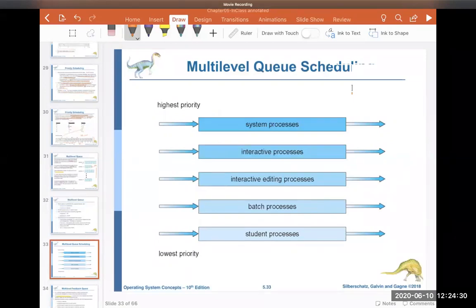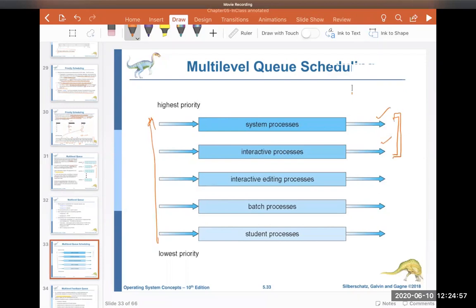queues, where you can see that there is a highest priority. As the priority goes up from this to this, any student process has the lowest priority, batch processes have the second lowest priority, and the system processes as well as the interactive processes have the highest priority for your operating system.